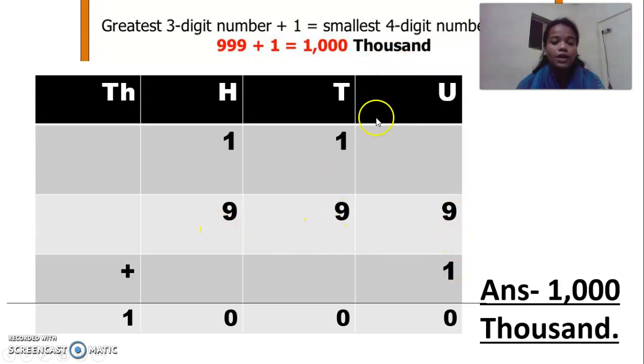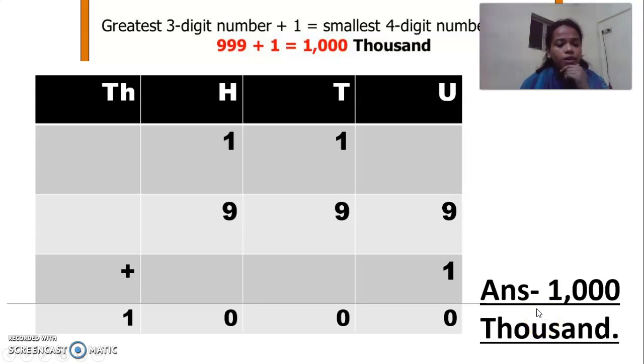Now you can do the addition, write the numbers as per the place and do the addition. 9 plus 1, 0. Then we will carry over the 1 here. 9 plus nothing. So 9 plus 9, 0. It means 10. Then again 1 will carry over. 1 plus 9, 0. And here we will go 1 plus nothing is 1. So we will get this place value, that is 1000. So your answer is 1000. That is called one thousand.